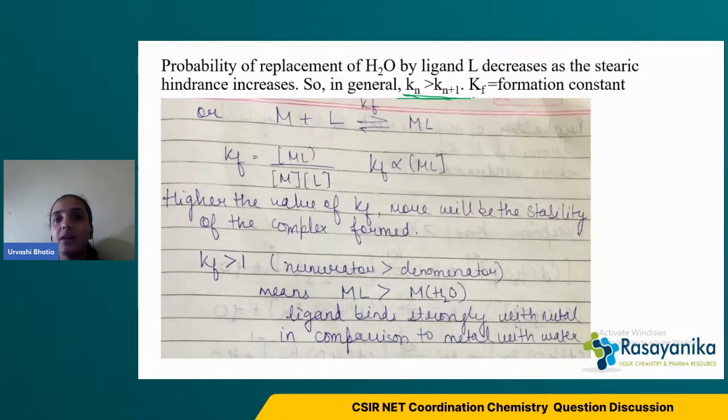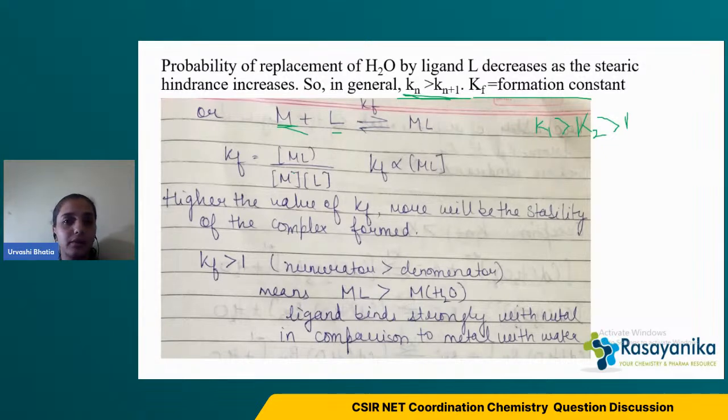Okay, so Kf is your formation constant. So now this is if it is a metal with the water, right? And L ligand if we add, suppose CN minus if we are adding, in that case, that is a different case. This bromide is a different case. For CN minus, it is seen that the trend is what I showed here. Kn is greater than Kn plus 1. That is K1 is greater than K2, which is greater than K3 and K4. Okay, so K1 is highest, then it is K2, the formation constant decreases, right?